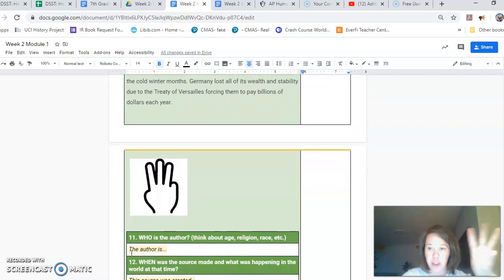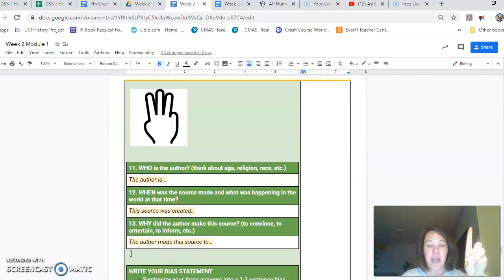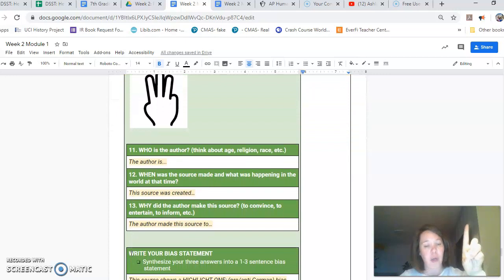We are to our 3 questions. Who is the author? Who created this? Think about age, religion, race, etc. Your response should start with, the author is, or you can use, the photographer is.